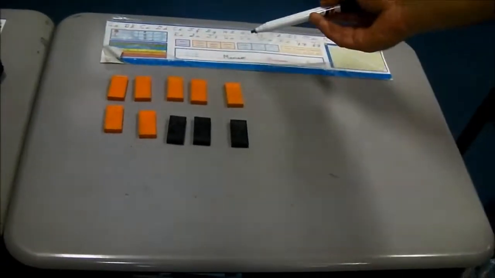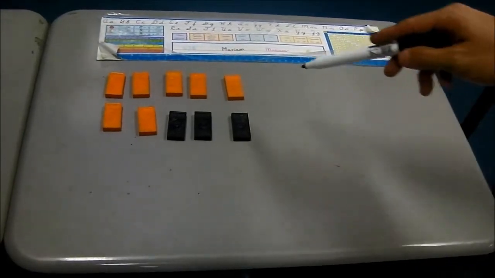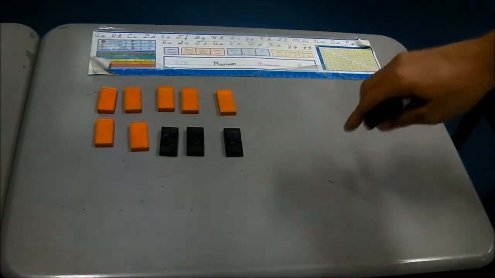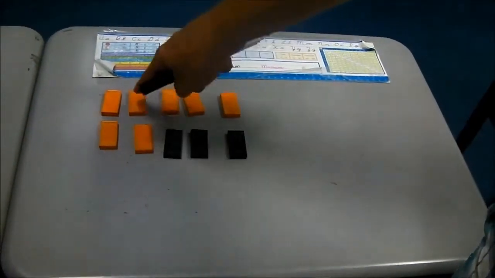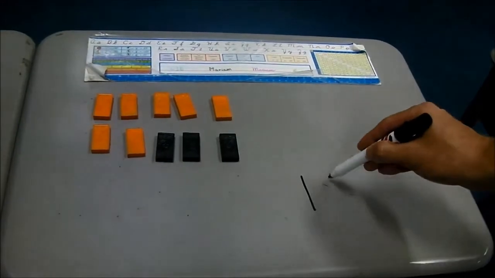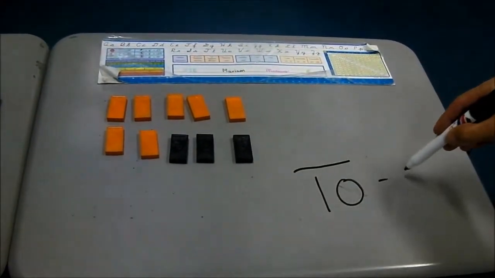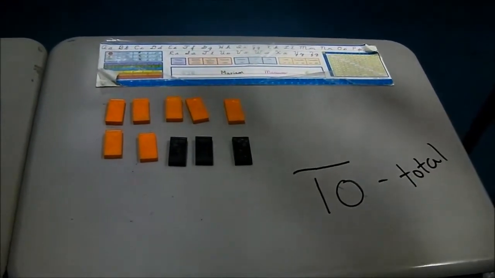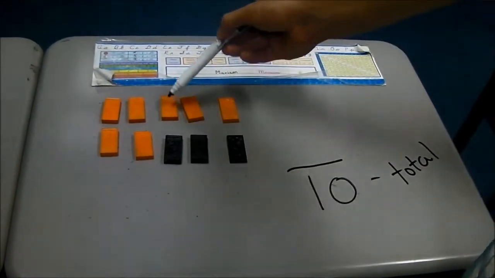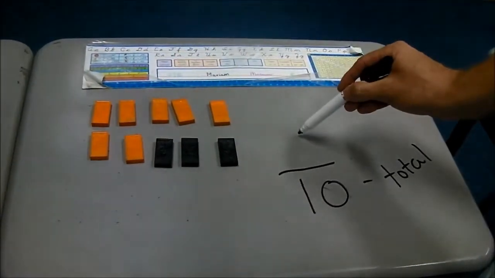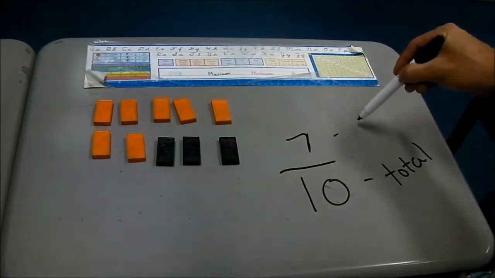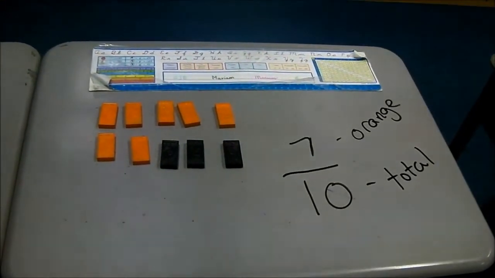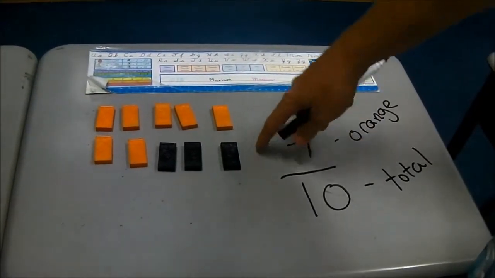Let's move on to the next one. We have some dominoes here. As you can see, we have 2 different colors. The first thing we need to find is the denominator. Let's count. 1, 2, 3, 4, 5, 6, 7, 8, 9, 10. So this time we have a denominator of 10, a bottom number of 10. That is, again, our total. Now let's figure out what we have for orange. We have 1, 2, 3, 4, 5, 6, 7 orange. So 7 orange would be our numerator. So 7 out of 10 of these dominoes are orange.